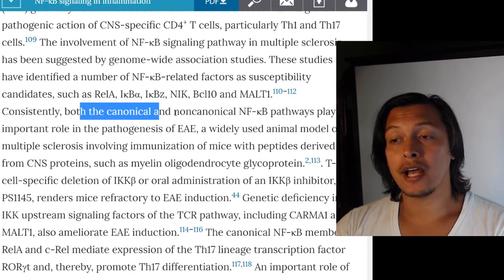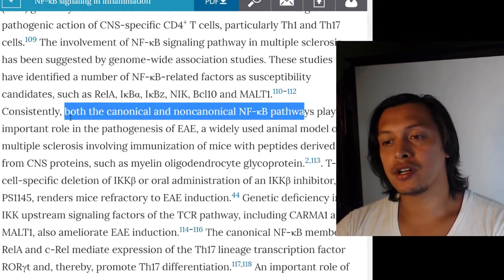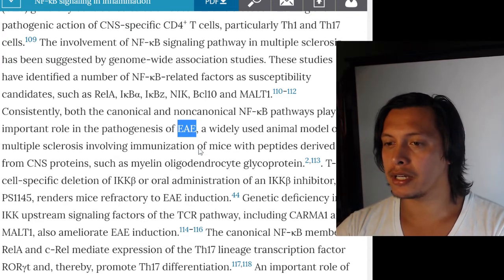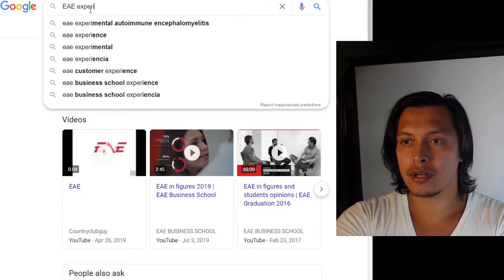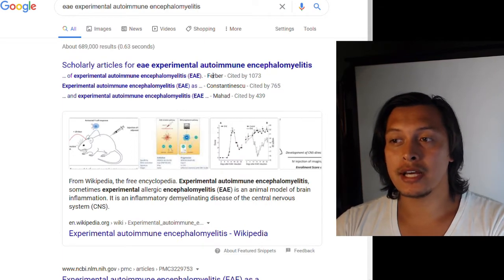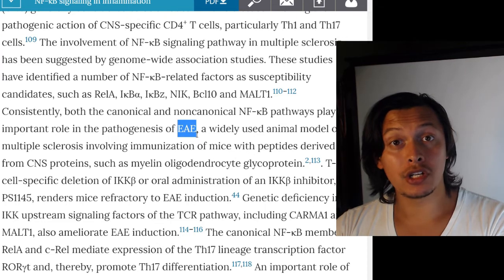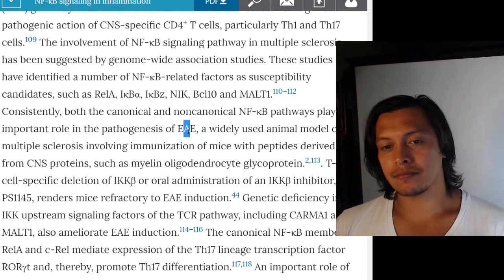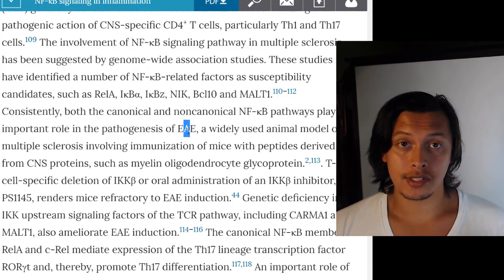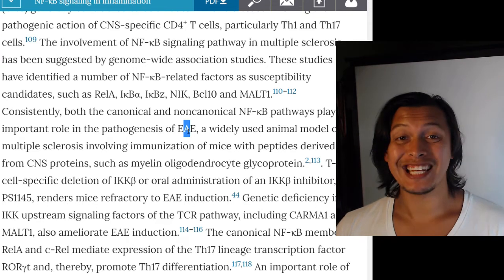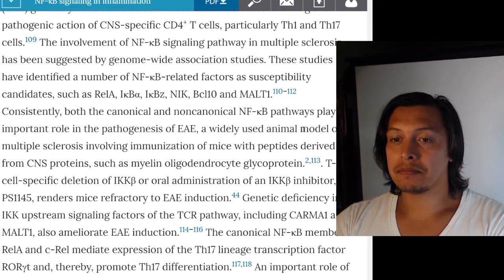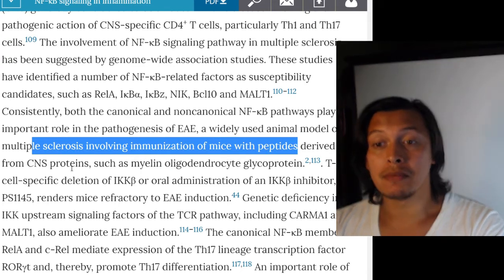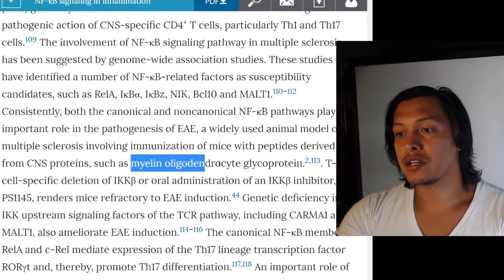So consistently, both the canonical and non-canonical nuclear factor kappa B pathways play an important role in the pathogenesis of EAE, which is experimental autoimmune encephalomyelitis. Okay, so this is inflammation of the nervous system that has been acquired through an experimental injection of some form, which causes an autoimmune disease where the own immune system gets attacked. So that's what EAE stands for. It's a widely used animal model of multiple sclerosis, which involves the immunization of mice with peptides derived from CNS proteins, such as myelin oligodendrocyte glycoprotein.